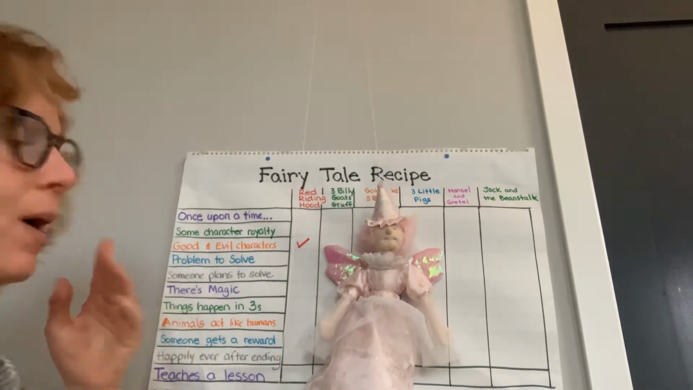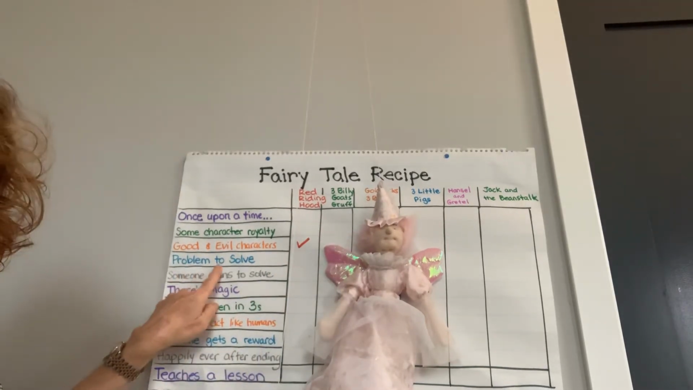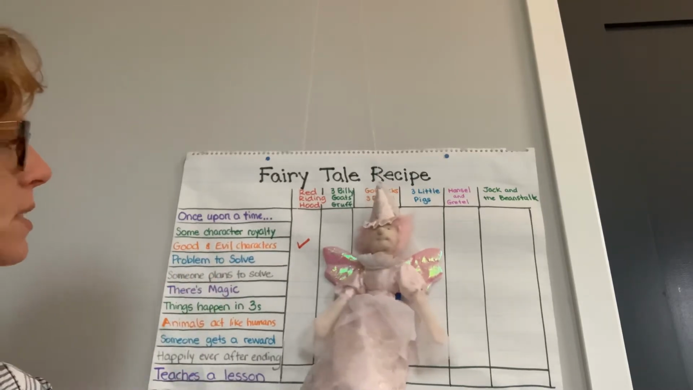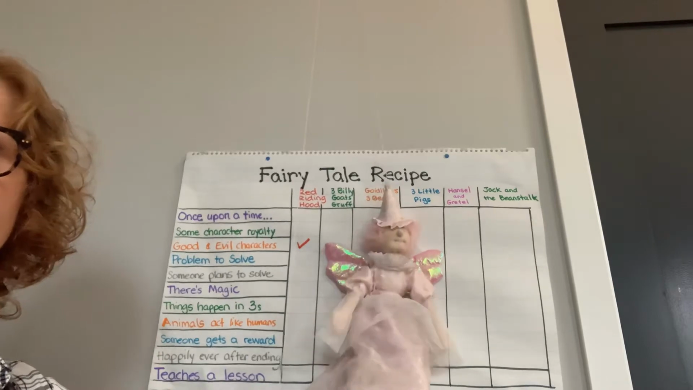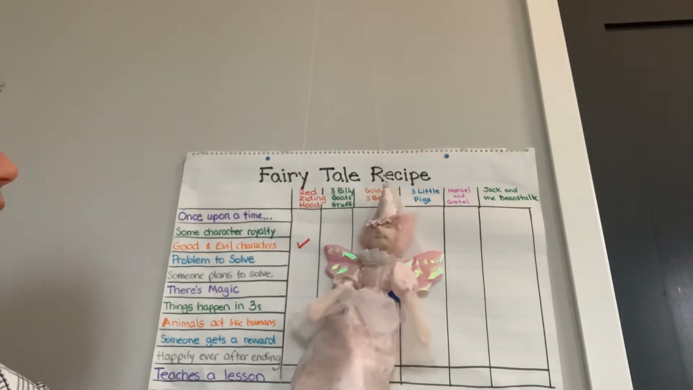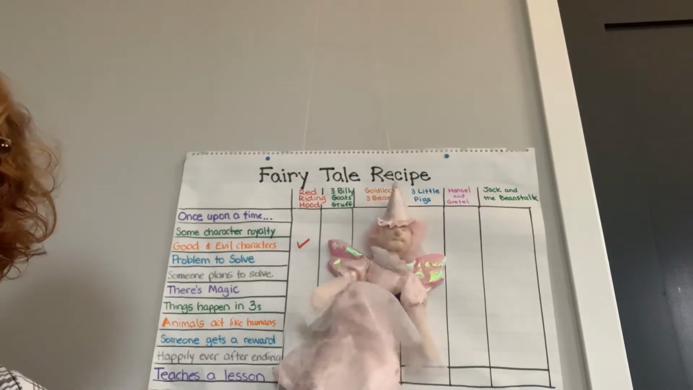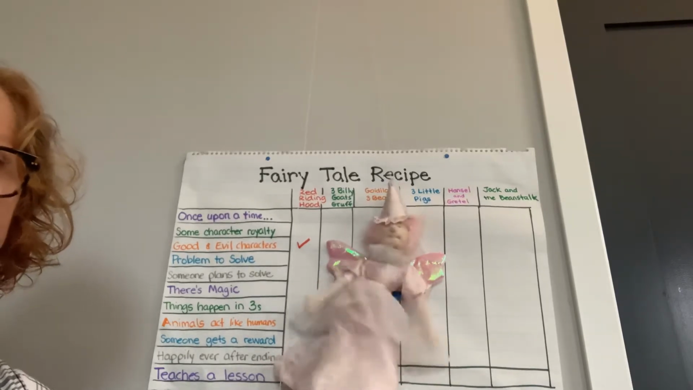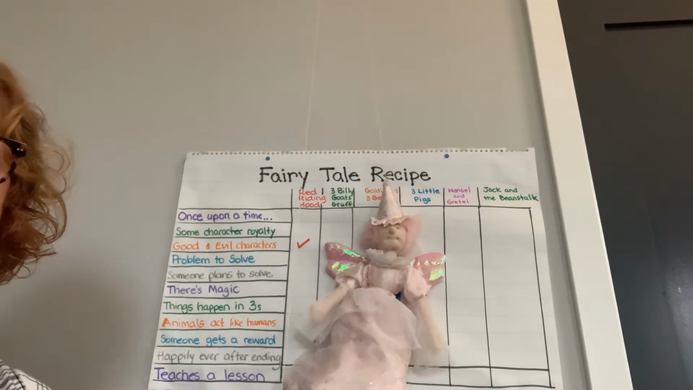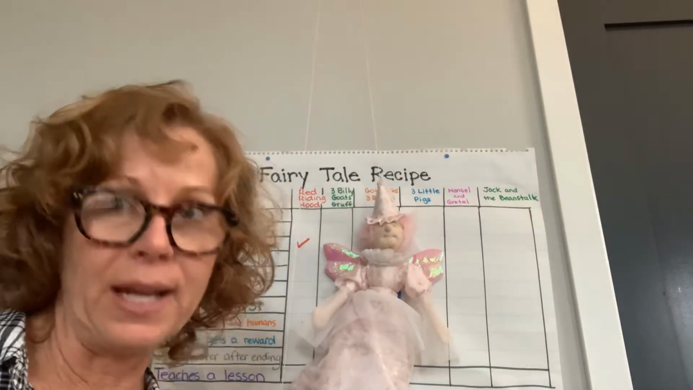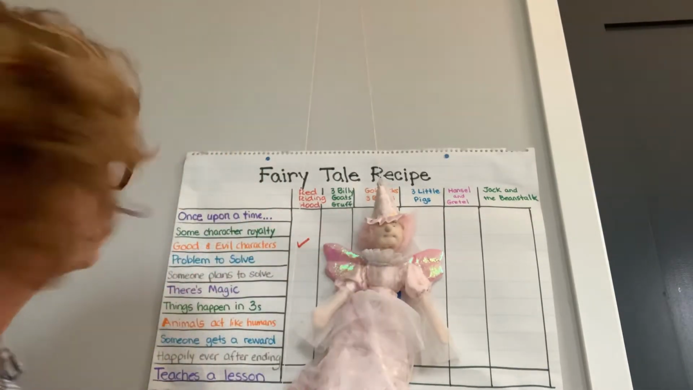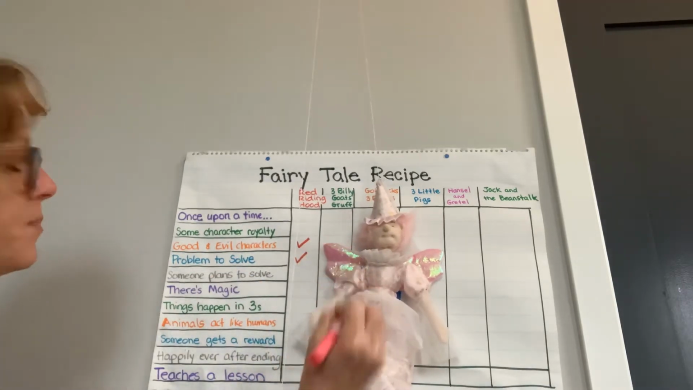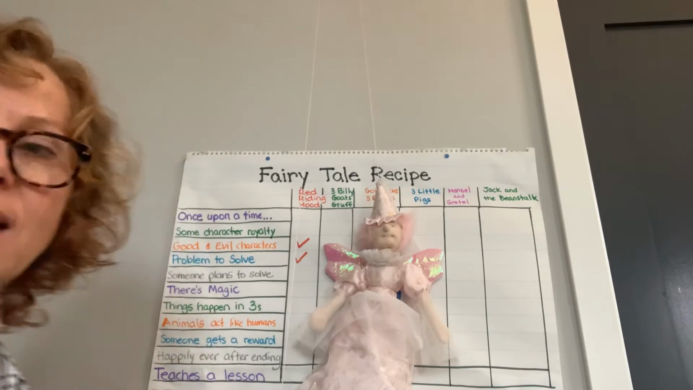Okay, next one. Is there a problem to solve? What do you think, Sparkle? Is there a problem to solve? Yeah, there's a problem. The big bad wolf ends up eating Granny and he also eats Little Red Riding Hood. That's a problem. I agree with Sparkle. I'm going to give it a check mark. Problem to solve.